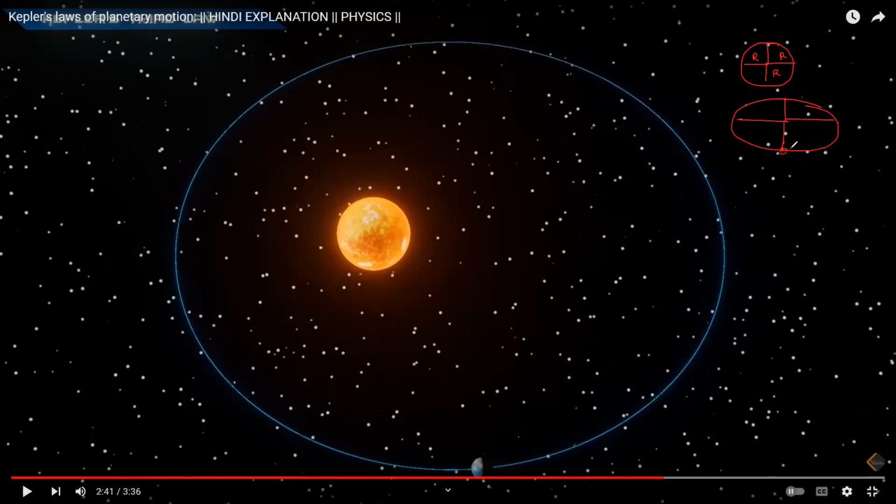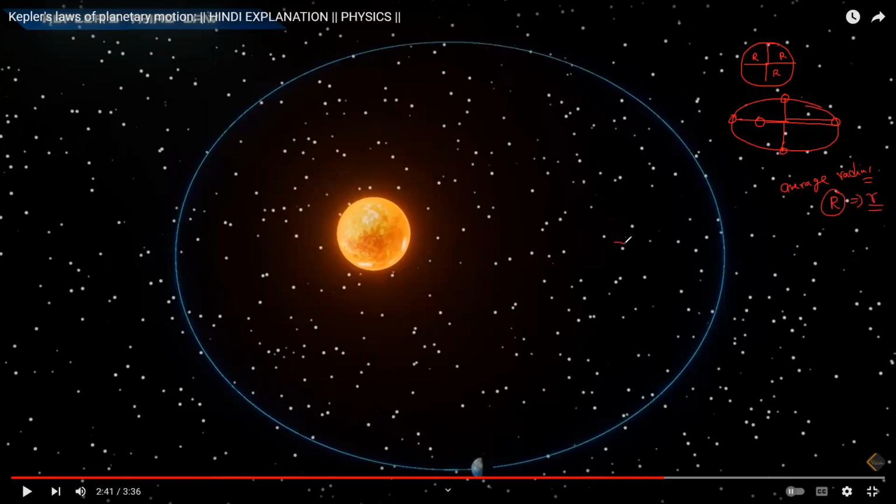Sometimes the planet is closer, sometimes very far. That's why our day and night durations vary. So instead of taking R, I will take the average radius from the sun, because the radius is not constant. That can be capital R or small r, your choice.